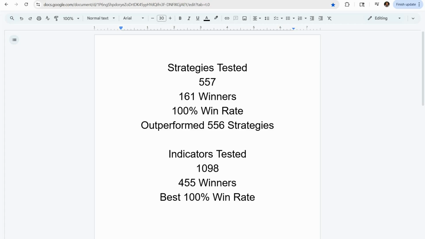Alright, as I said, today we will be testing an interesting market structure oscillator. Before we do though, I wanted to put the testing scoreboard up for everyone to see. So to date, we have tested a total of 557 different strategies. The best one so far was able to achieve a 100% win rate. That was achieved using the Academy Forex indicator to trade the crypto scalping strategy that I'll mention in this video on a live trading account.